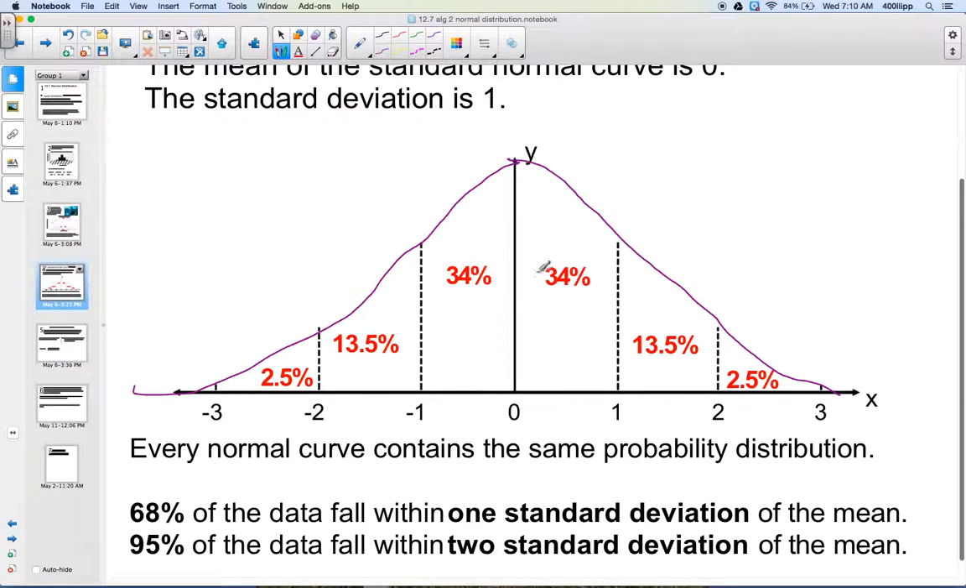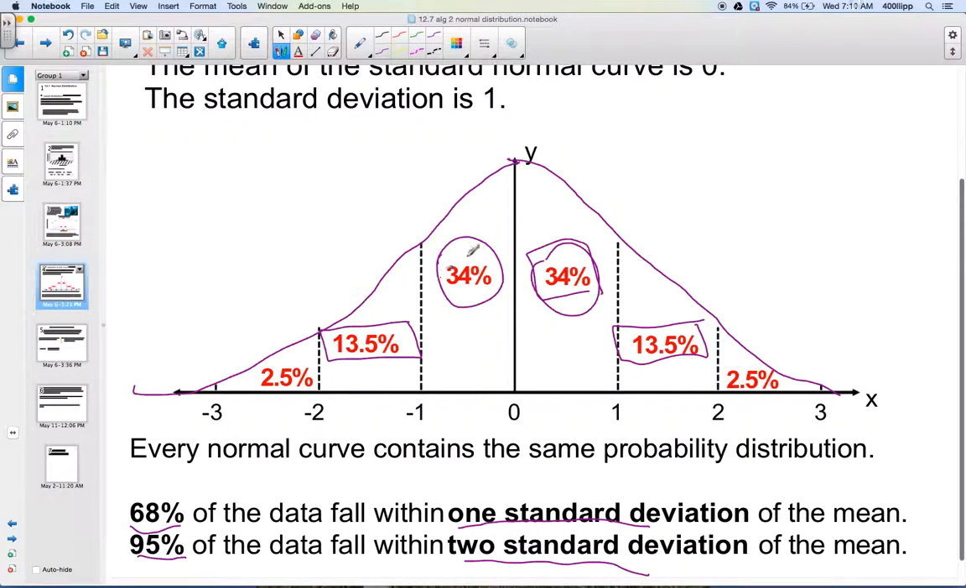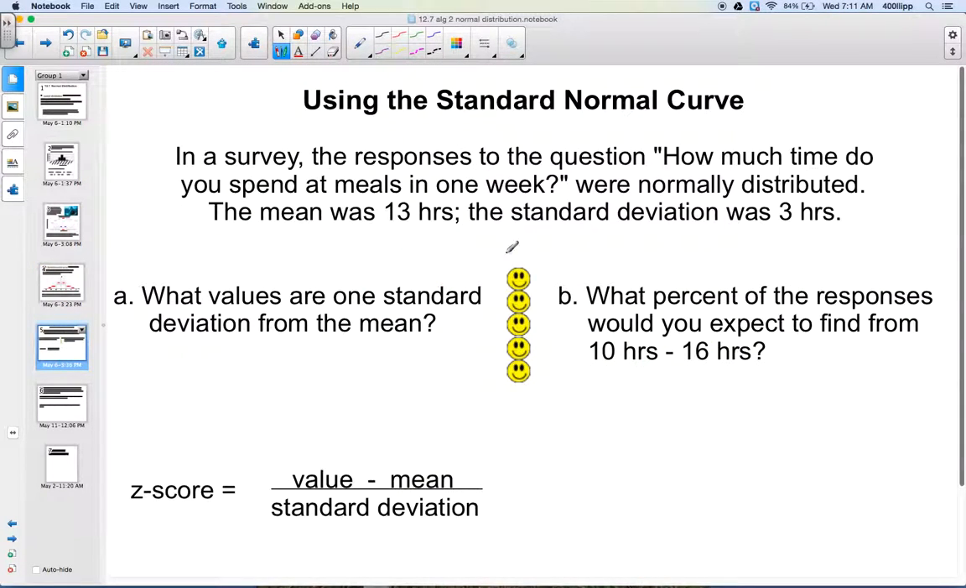So if we look at this a little bit closer, 68% of our data is going to fall within one standard deviation of the mean. Because if I add these two up, the 34% plus 34%, that will give me a total of 68%. If I continue to add on, then we can see that 95% will fall within 2 standard deviations of the mean. So I'm going to just add another 13.5 and our 34s. That's going to give me a total of 95% of the data falling within 2 standard deviations of the mean. So let's take a look at a problem here.